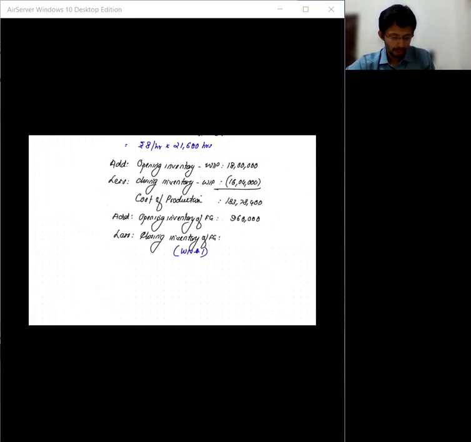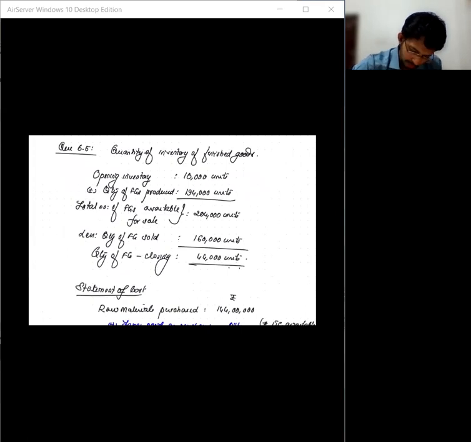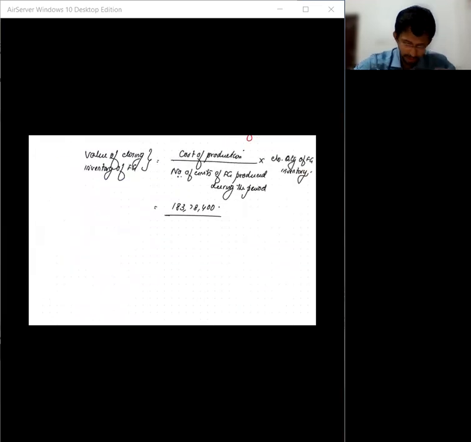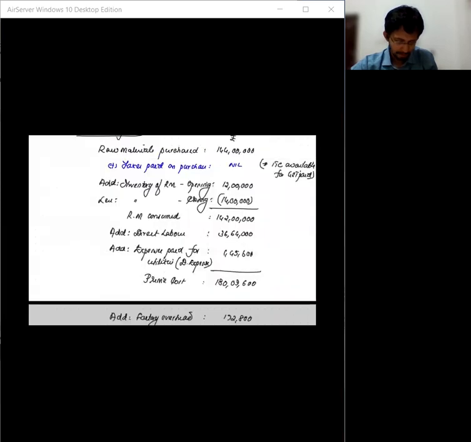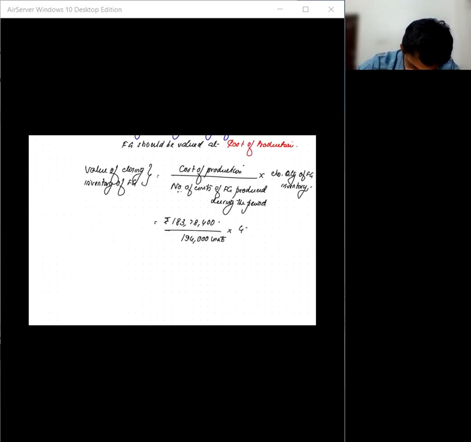Now, what is the number of units produced? The number of units produced during the period is 1,94,000. So it will be divided by 1,94,000. This is rupees, this is units, into the closing stock quantity. The quantity of finished goods closing is 44,000. So multiplied by 44,000 units.